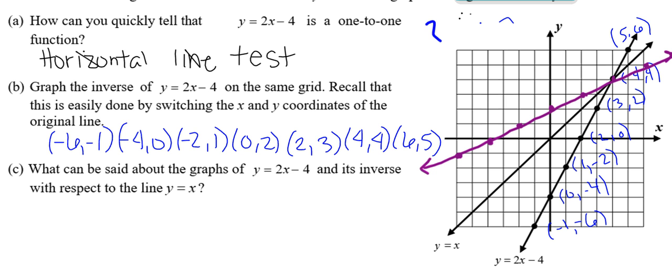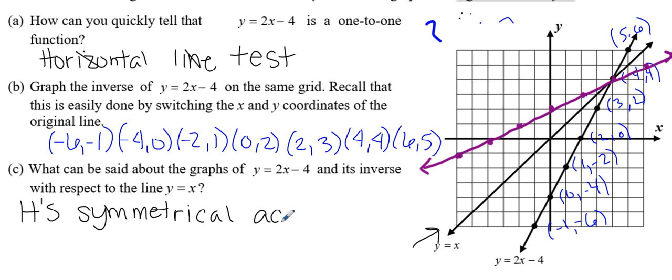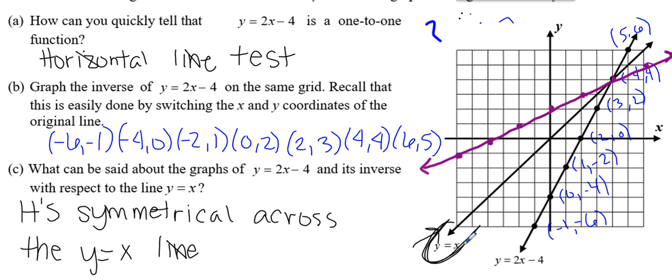So he says, what can be said about the graphs of y equals 2x minus 4 and its inverse with respect to the line y equals x? This middle line right here is your y equals x line. And you can say that it's symmetrical across the y equals x line. Remember, symmetry just means that it's the same distance from something. If I were to pick up this piece of paper and fold it right here on the y equals x line, my two lines, y equals 2x minus 4 and its inverse, would be on top of each other. That's how you know it's symmetrical.